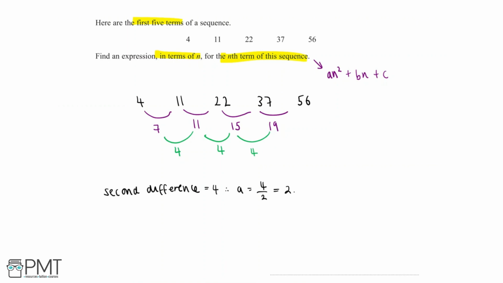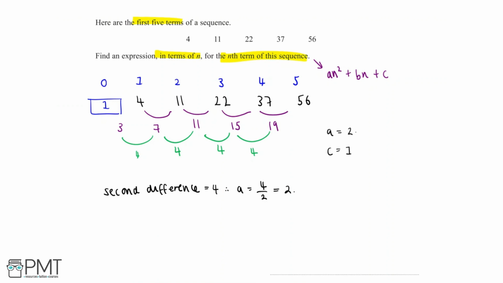Now that we found a, we know that the nth term of the sequence is 2n squared plus bn plus c. And now to find c, we need to find the 0th term of the sequence. We know that 4 is the first term of the sequence, so we can say that this term is number 1, number 2, 3, 4, and 5. Now since c is a 0th term, we need to work backwards in order to find the number that goes over here. We know that the second difference is equal to 4, so we can do 7 take away 4, which is equal to 3. Now that we know that the first difference is equal to 3, we can say that the 0th term is equal to 4 take away 3, which is equal to 1. So far, we found that a equals 2 and that c equals 1.